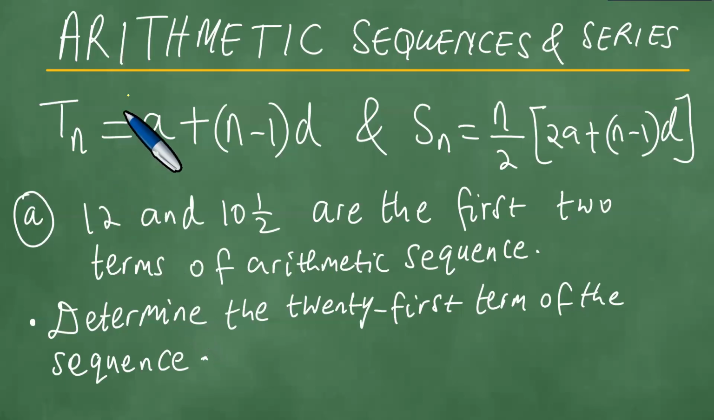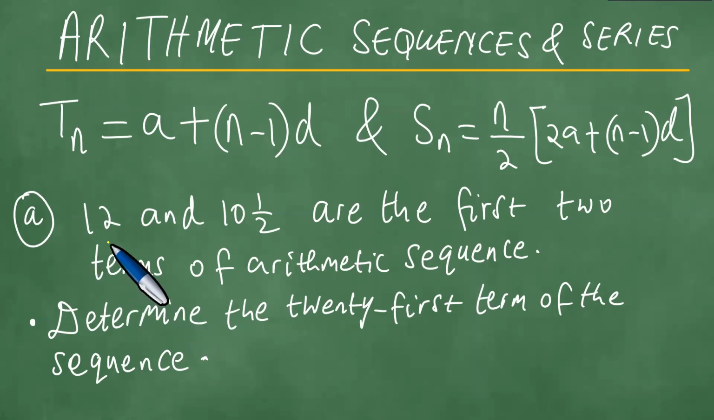All right, we are continuing with our discussion on arithmetic sequences and series. We shall be using the two formulae, which are Tn equals a plus n minus 1 into d, and also the Sn formula, which is n over 2 into twice a plus n minus 1 into d.